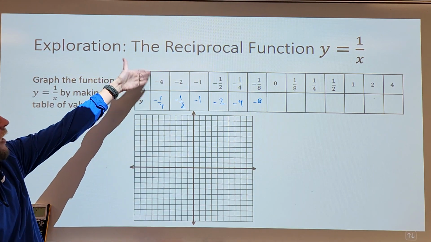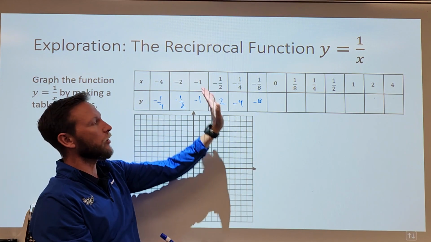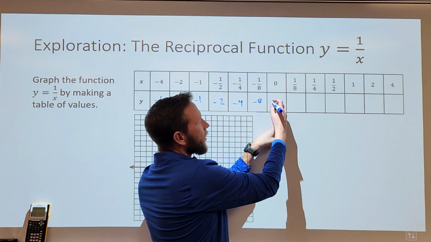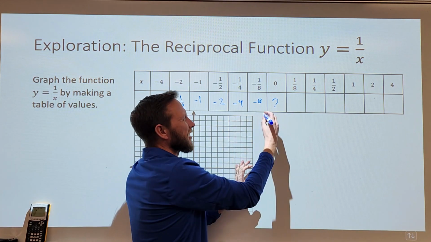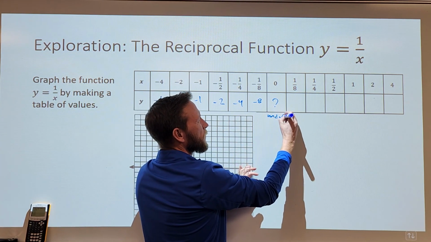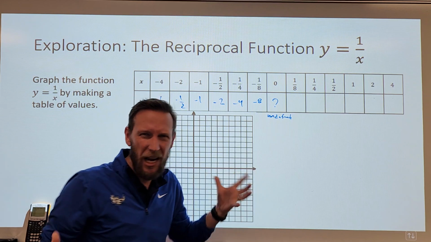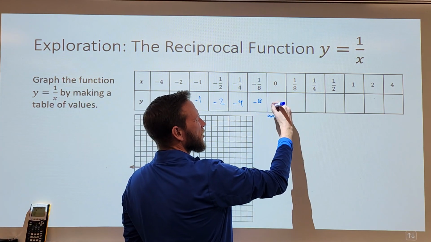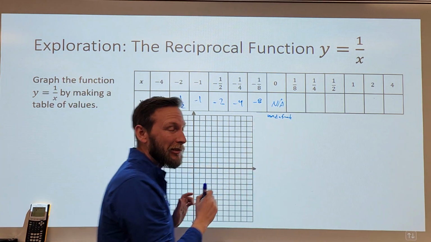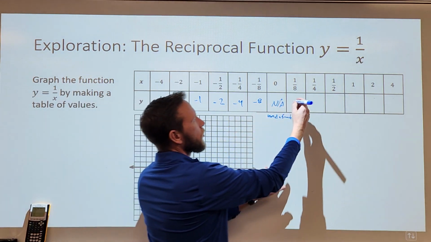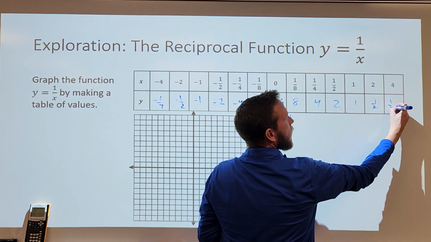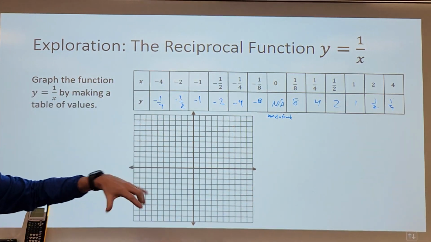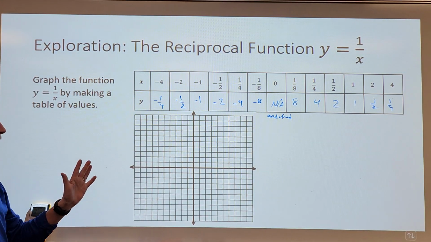The reciprocal of -4 is -1/4. The reciprocal of -1/2 is -2. Here, something weird happens, because 1 divided by 0 doesn't exist. This is undefined. Your calculator will give you an error. This location is actually not available. It's not going to work. The reciprocal of 1/8 is 8. We can fill in the rest of these, and there hopefully isn't too much of a hassle with that. If you need to compute any of those, obviously let me know.